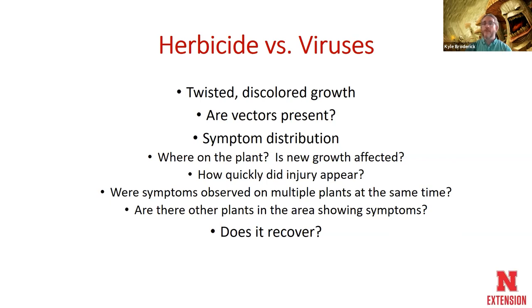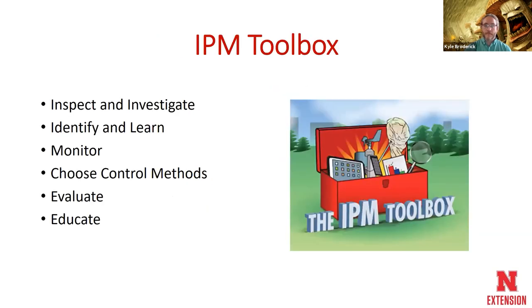That's not going to be the case with viruses. Once the plant has a virus, it will forever have that virus. Another question we want to ask is, how quickly did the injury occur? If it seemed to occur on multiple plants overnight or seemingly overnight, then again, we want to start thinking about the herbicide drift route. Meanwhile, if it showed up on one or two plants and then we have slowly seen it spread throughout the rest of our tomato crop, that's more indicative of what we would see with a viral disease.